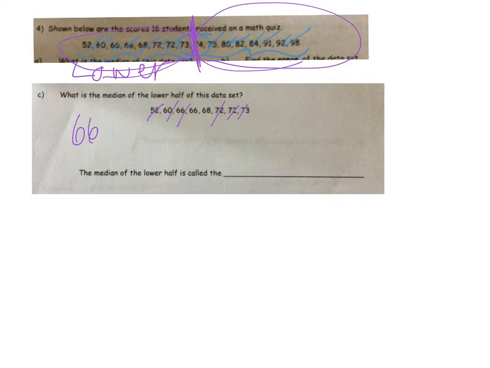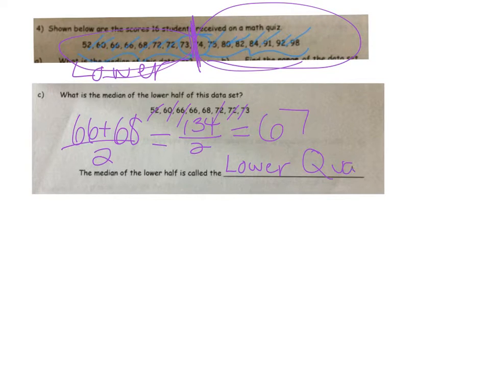So if I add those together, 66 plus 68, and divide it by 2, I get 134 divided by 2, which ends up being 67. The median of the lower half is called the lower quartile. You're also going to see that called Q1. The lower quartile is the middle of the lower half of your data set.